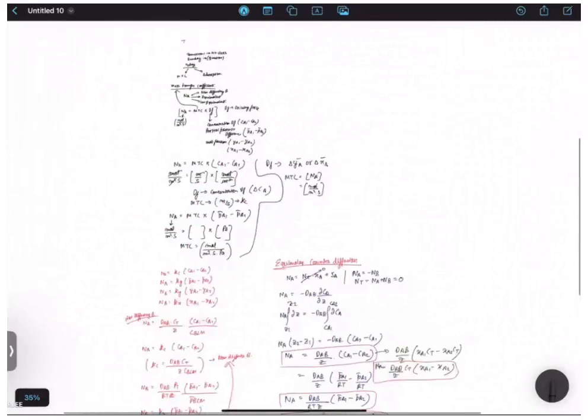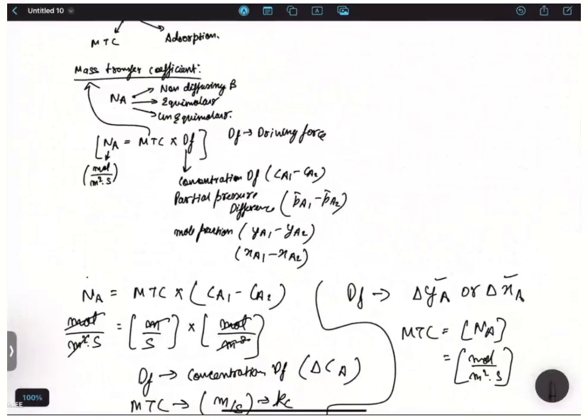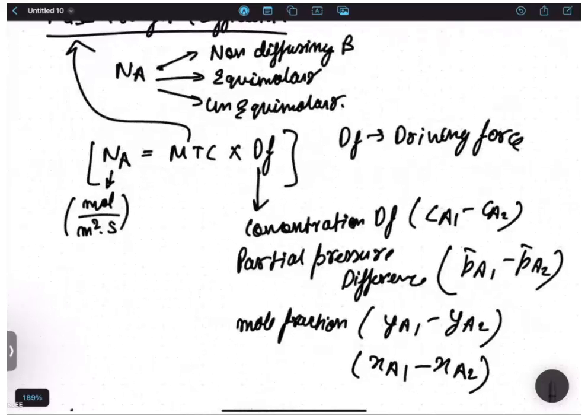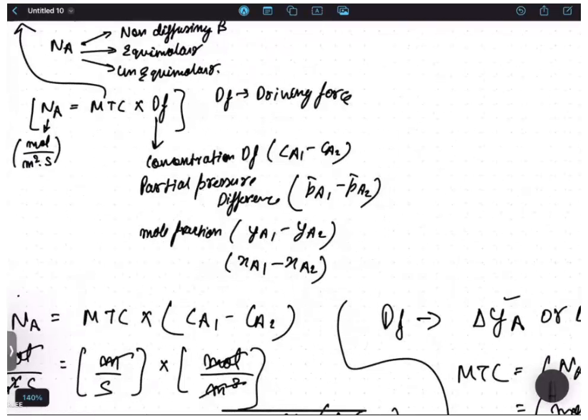Okay. What I said is that the mass transfer coefficient is something we defined because finding out Na was becoming a little complex other than in specific situations. If you have a specific case, then it is okay: non-diffusing B, equimolar counter diffusion, unequimolar counter diffusion, all these things. We are deriving those. But suppose we have some complex, unseen situation. So how to define the flux? We said that flux is equal to mass transfer coefficient into driving force. Now, what can be the possible driving forces? This can be concentration difference, partial pressure difference, or mole fraction difference.